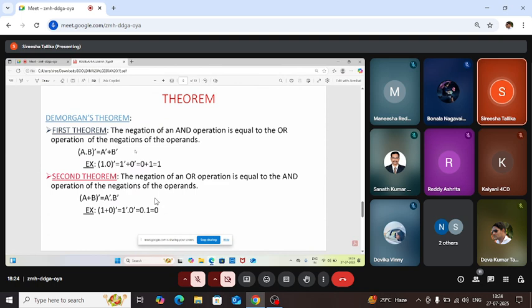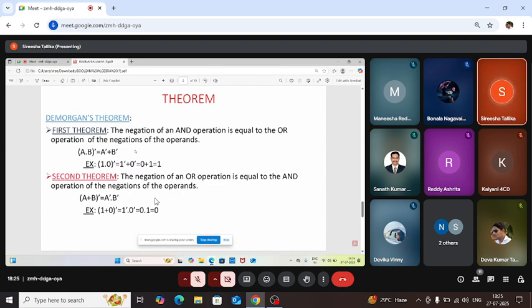So it means the AND operator with whole complement is equal to the OR operation. If we apply A as 1 and B as 0, whole complement equals... Here we are applying the AND operation and here the OR operation. So these two will be equal. This value will be equal to that value. The output will be 1.